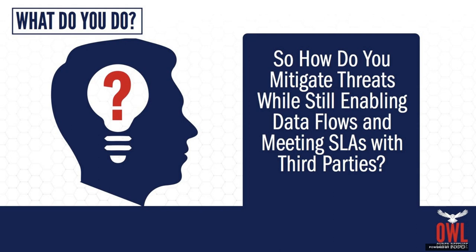What do we want to do to mitigate those threats? So we need to enable those data flows. The data still needs to get out to those third parties to meet your SLAs or whatever else you have in place with those entities. But nevertheless, we want to be secure. You want that plant or that facility to be secure, so what do we need to do?